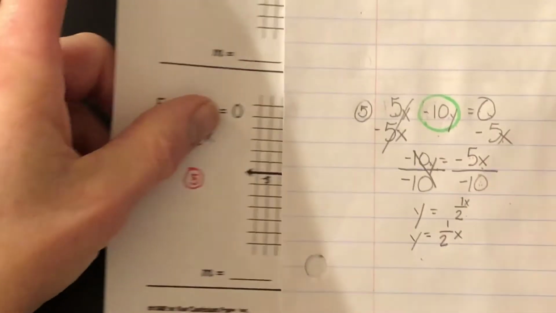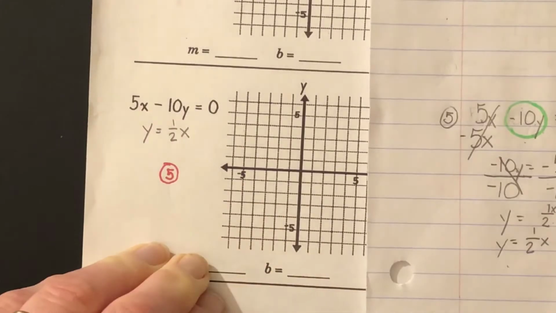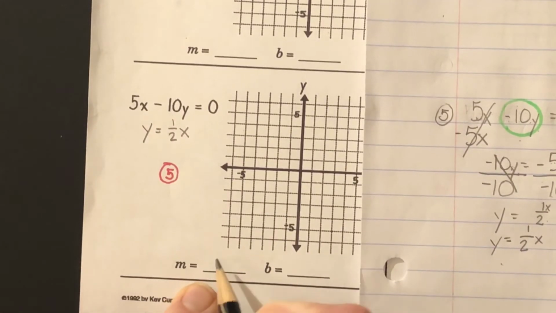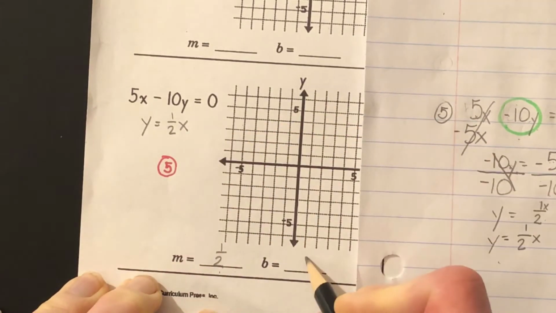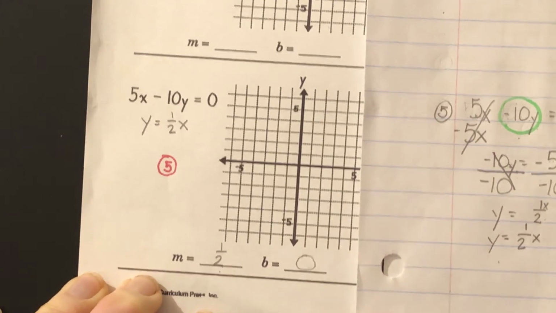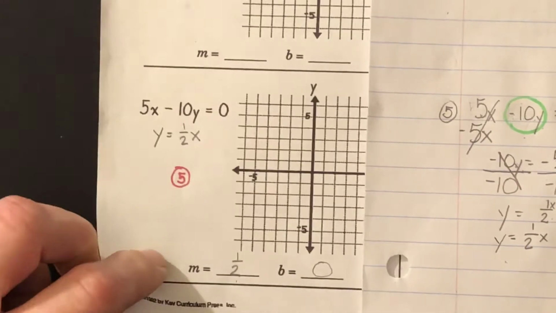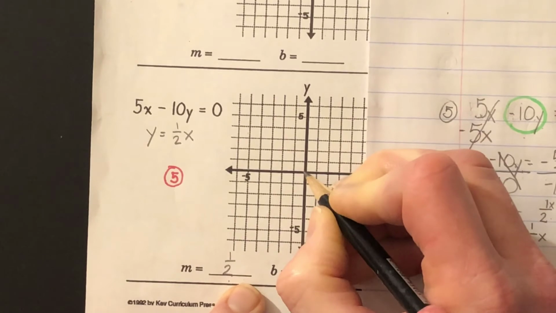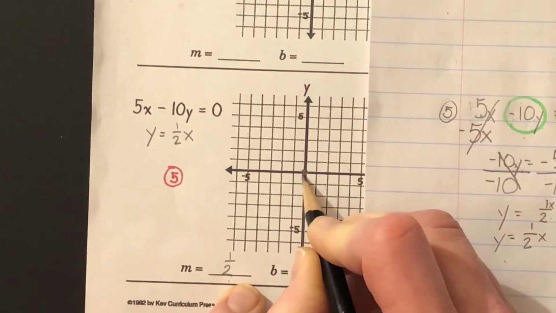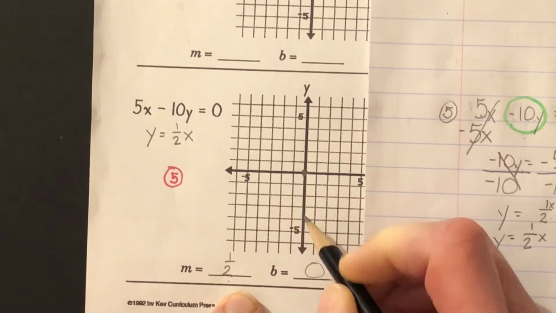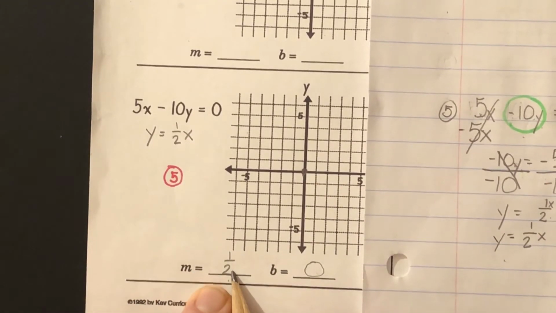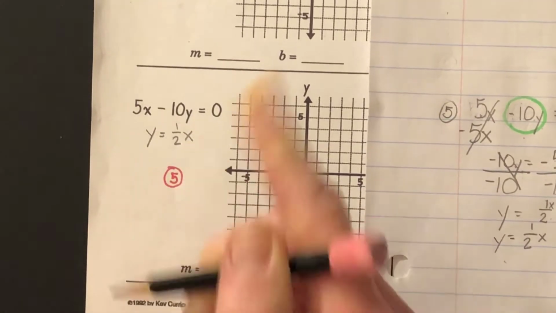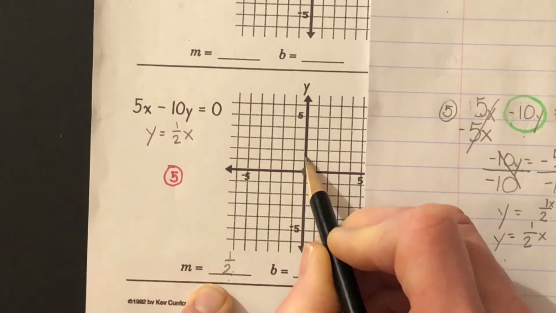From that, we can see our slope is 1/2. Our y-intercept is nothing. So when we draw the line, we'll start with nothing, 0 on the y-intercept, on the y-axis, which is the origin, 0, 0. Our slope is 1/2. It's positive. We go up 1 over 2.